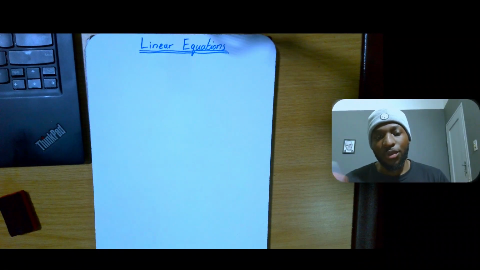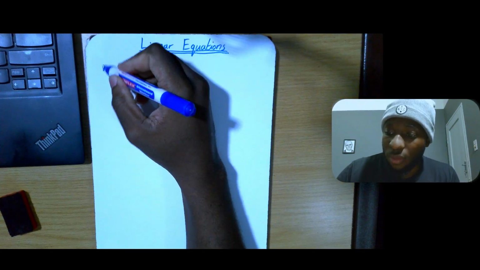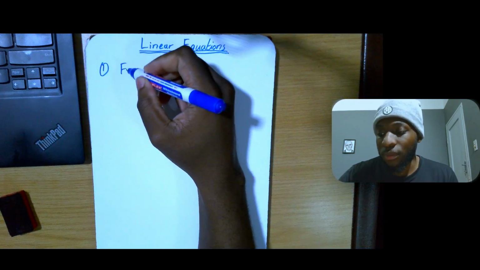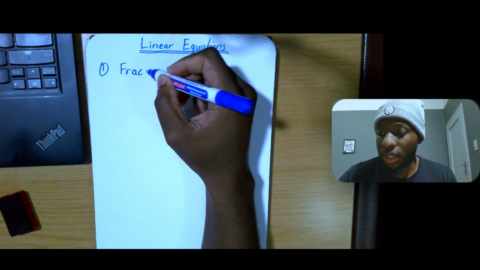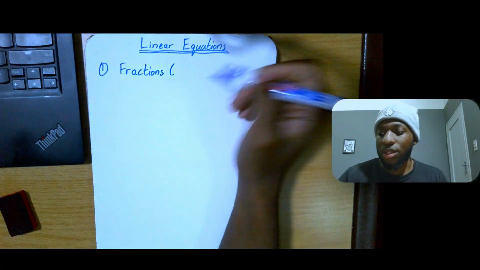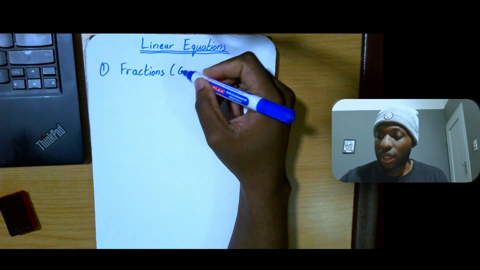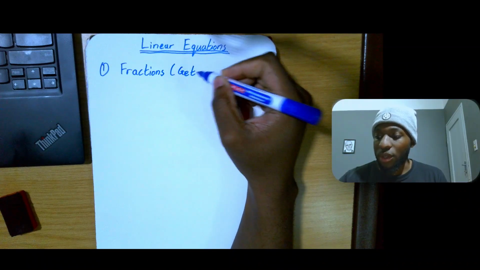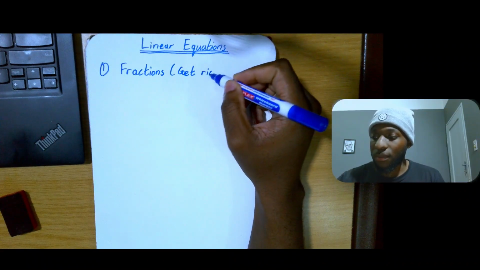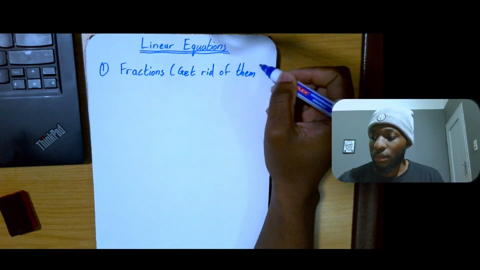So these are the actual steps. The first thing we need to do, number one, is we look for fractions. We look to see if there are any fractions in the expression, and if we do have fractions, we need to get rid of them. I will show you how to get rid of them in a few minutes. That's the first thing.